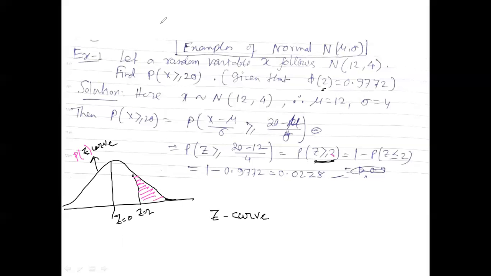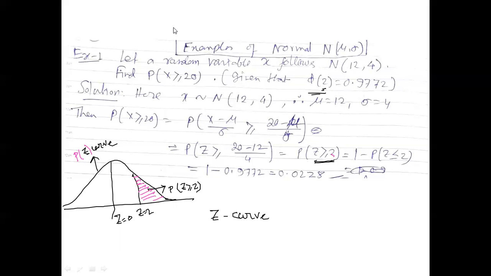And that is probability of z greater than or equal to 2. Now, what is the meaning of phi 2? First of all, we have to know the meaning of phi 2. Then we can adjust this probability value with the probability of z greater than or equal to 2. So what is the meaning of phi 2 now?